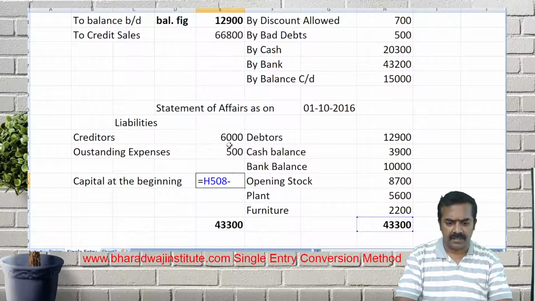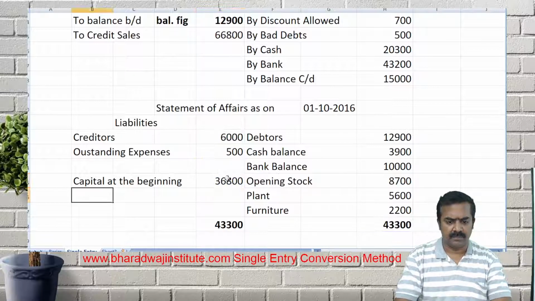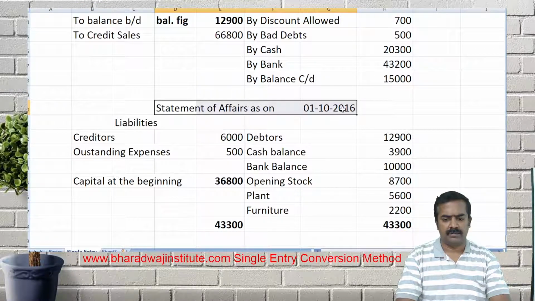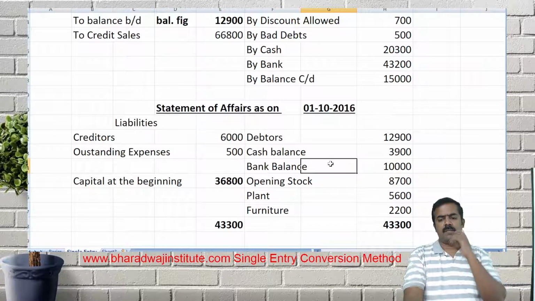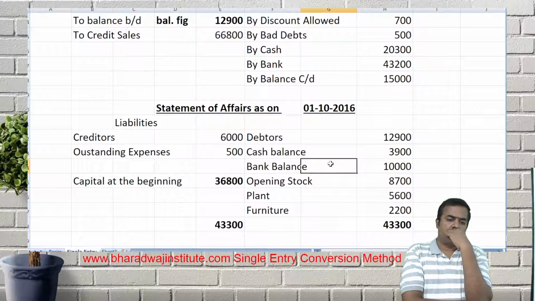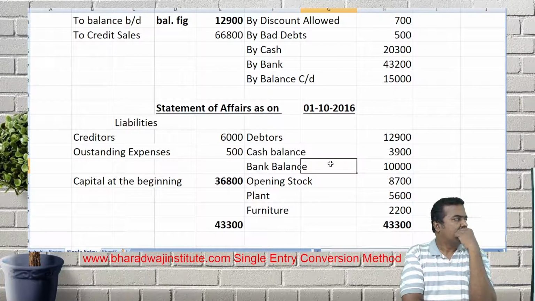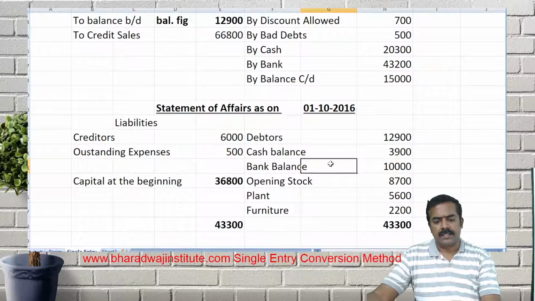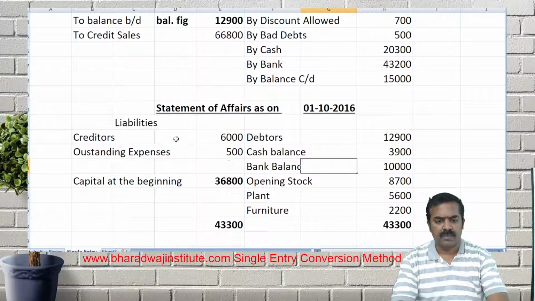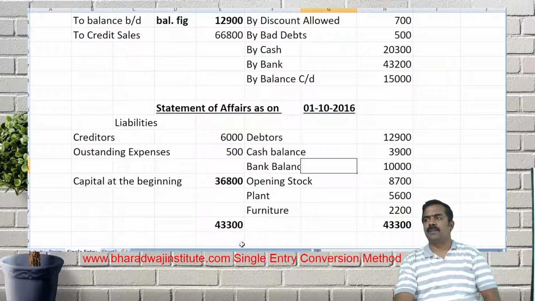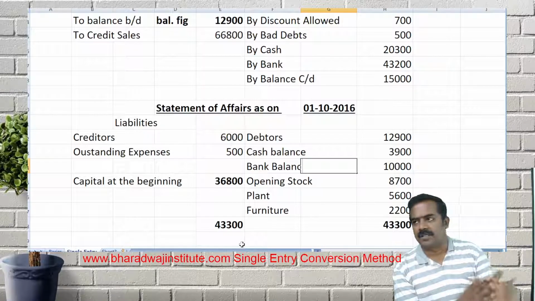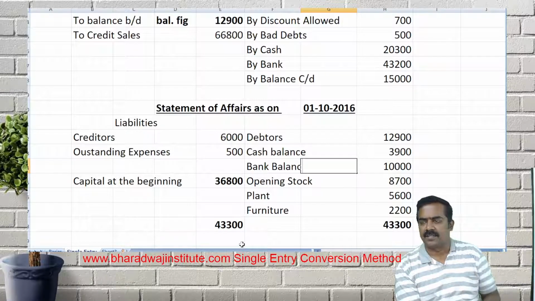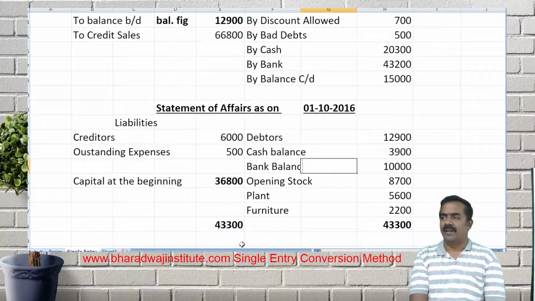43,300 minus 6,000 minus 500 is 36,800. Capital at the beginning of the year, how much? 36,800. After this, prepare the trading and P&L account. Now everything is simple. We know sales, purchases, all the expenses, details and other things. You can just prepare which account? Trading and P&L account.